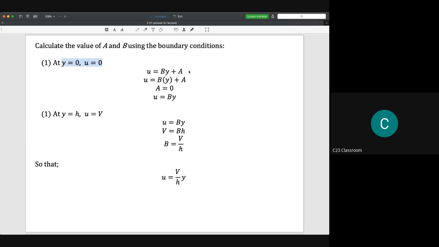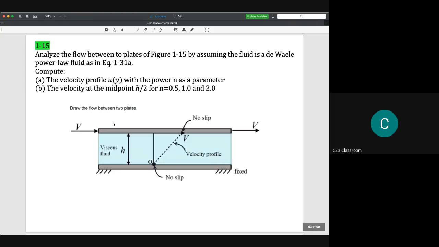So how do we get the equations? We need to substitute this equation with 2 points that belong to that line. So we could substitute with the coordinates of the boundary condition. The condition is at y equal to 0, the u is equal to 0, and at y equal to h, the u is equal to capital V. We can see this condition by looking at the plates.